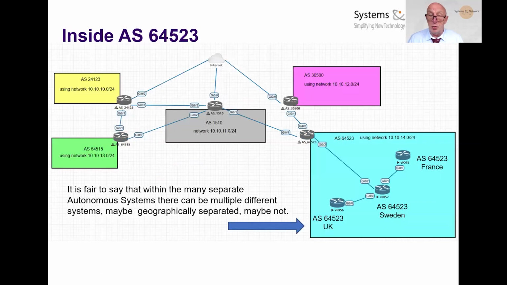Inside AS 64523 here, it is fair to say this is just the same topology with a bit of an extension. Within many separate autonomous systems, there can be multiple different systems. By that I mean that here we've got AS 64523, just the same as I have in the lab, except here I am now pretending that this is in Europe. Consequently, I could then have multiple devices internally. And you can see here, I've got some in France, some in Sweden, some in the UK.